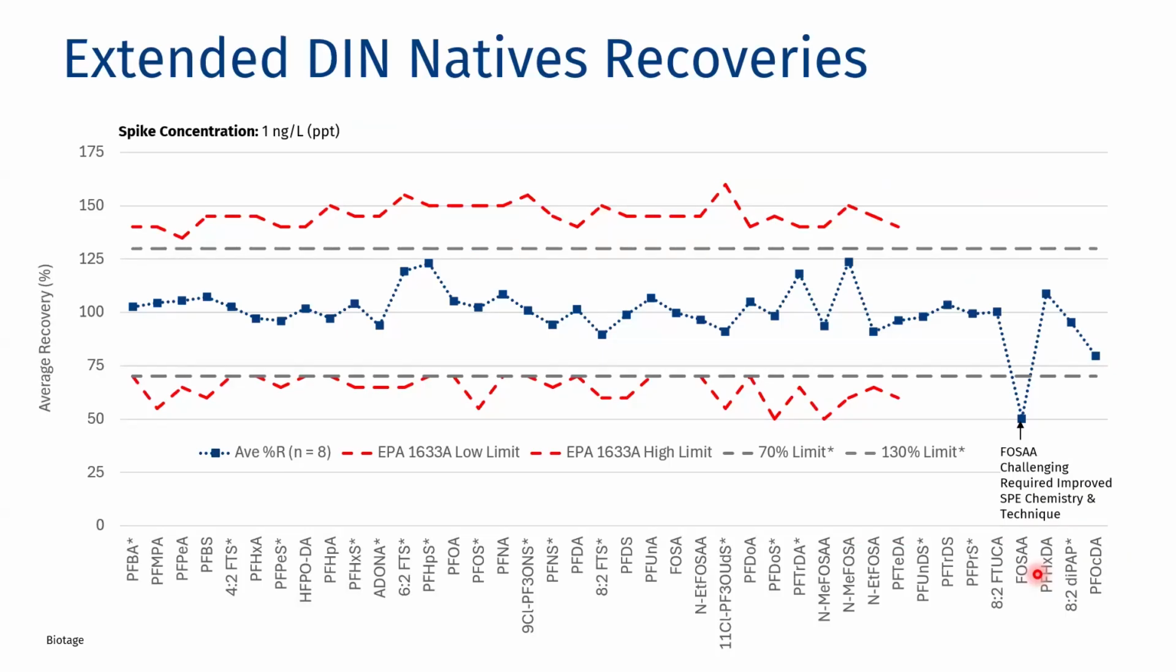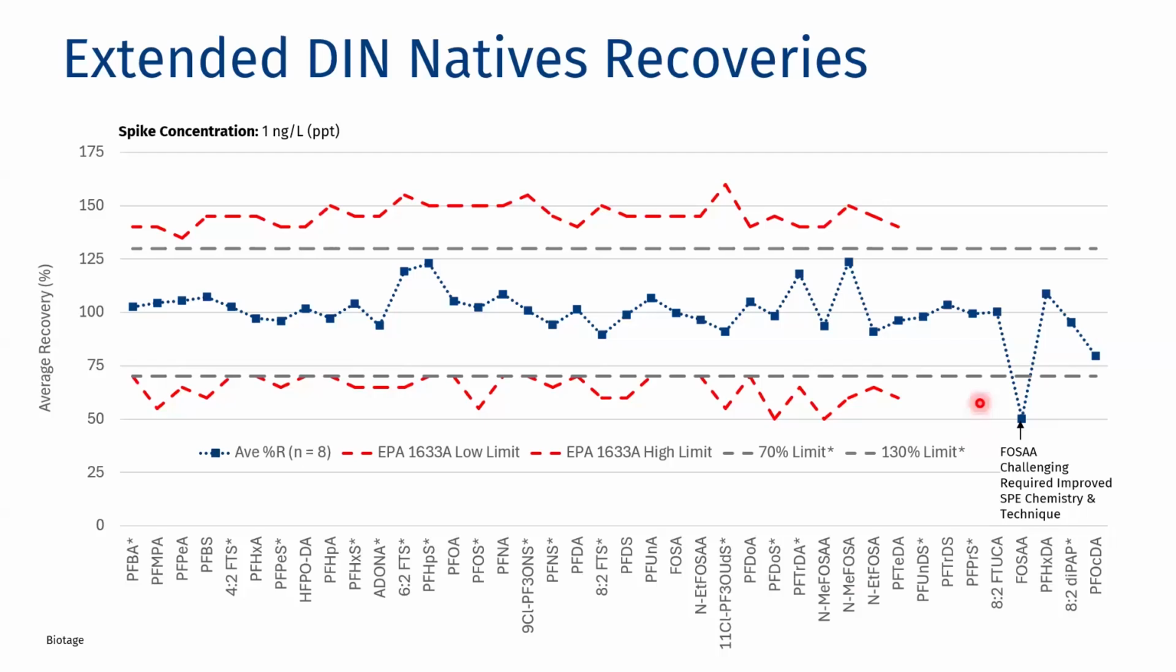Now let's take a look at the extended natives, the DIN natives recovery. And you can see, again, most of these analytes are well within the EPA 1633A low limit and high limit where they are shared. And you can see this where it does not have the red dotted line. These are your compounds that are not within the EPA method for 1633 or 533 or 537. And most of them fall within the 130 to 70% recovery range, except for FOSSA A.